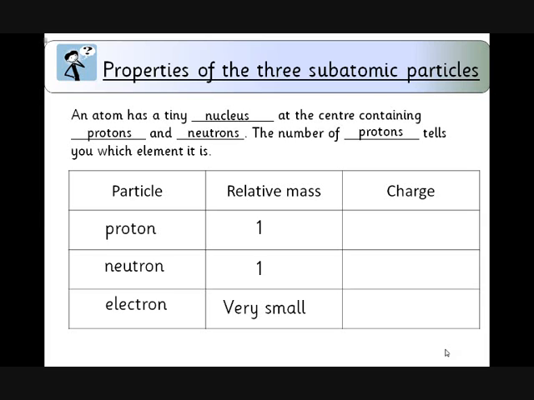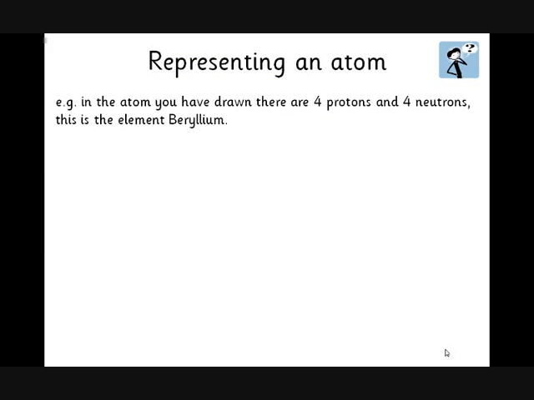In terms of the charge, most people are fairly happy that the protons are positive. The neutrons are neutral and the electrons are negative. So important, you need to know pretty much all of that information on the table. If we come back to representing our atom, if you think about our diagram at the start, we had 4 protons, 4 neutrons and 4 electrons. That was the element beryllium.